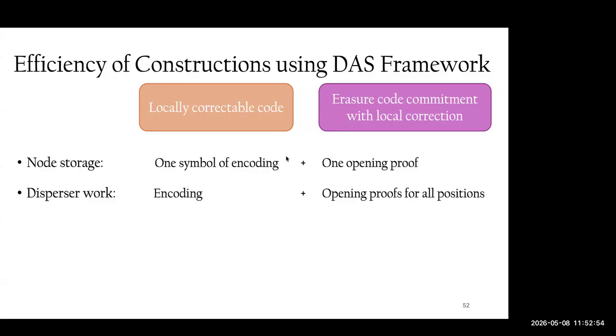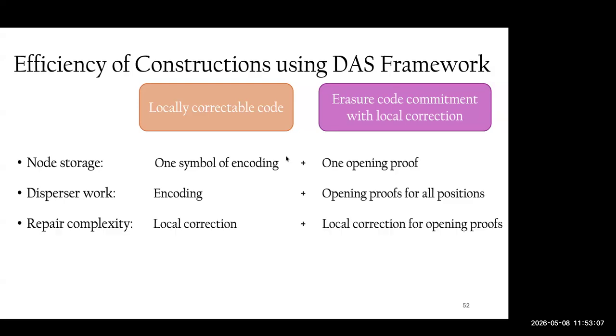For disperser work, the disperser has to do the encoding of the code, plus it has to do the opening proofs for all positions. So we would ideally like to have a batch opening algorithm for the commitment scheme, so this part is efficient for the disperser. Repair complexity means we should have efficient local correction for both of them, meaning R should be as small as possible. And sampling bandwidth, we show in the paper, depends on the minimum distance of your code.